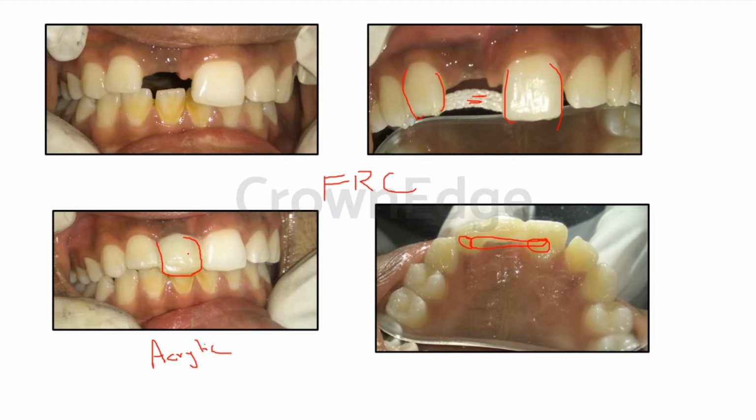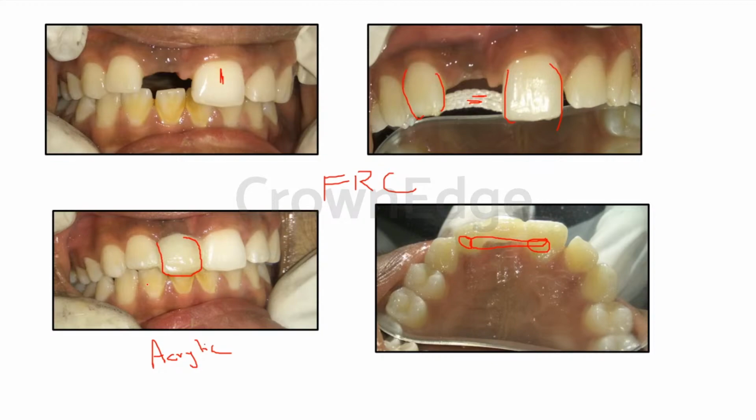We can also use an acrylic tooth, shape it similar to the other teeth on either side and bond it with composite. So this is also an option. But FRC is more of a provisional treatment. It is not a definitive treatment. It's just for a maximum of 6 months to 1 year until the condition of the other abutment teeth or the bone improves. Okay, I hope that is clear.